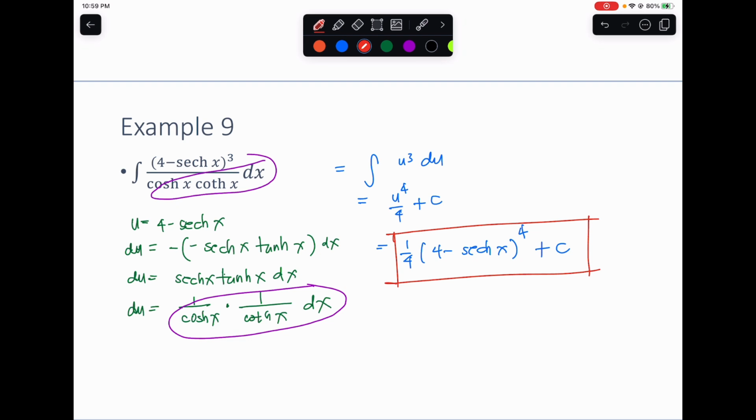So that is our discussion for hyperbolic functions. And that will be all.